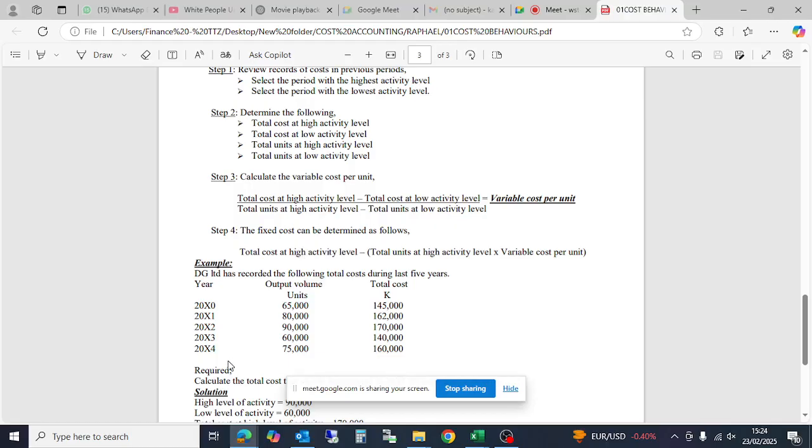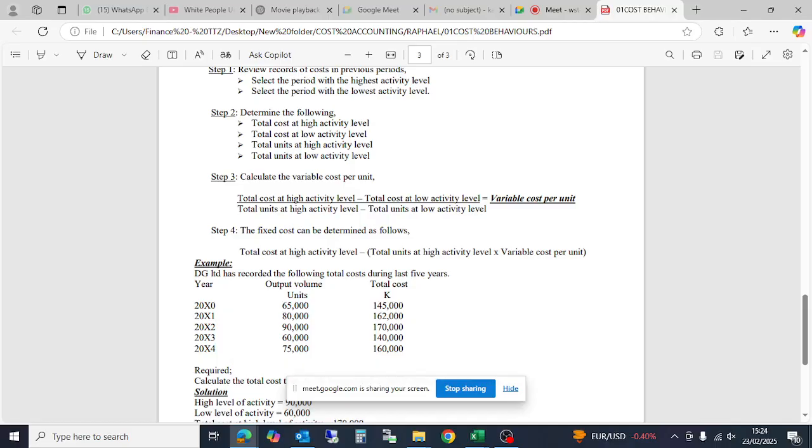Here, DG Limited has recorded the output and total cost during the last 5 years. So I'll assume this is 2010. We have 2010, 2011, 2012, 2013, and 2014. Units, we have 65,000, which had 145,000. We have 80,000, which has 162,000. We have 90,000, which has 170,000. We have 60,000, which has 140,000. 75,000, which has 160,000.